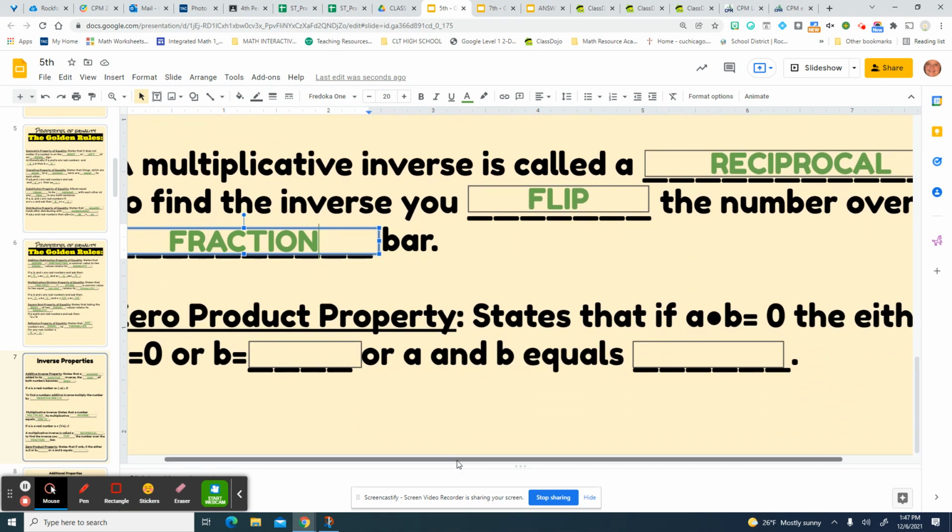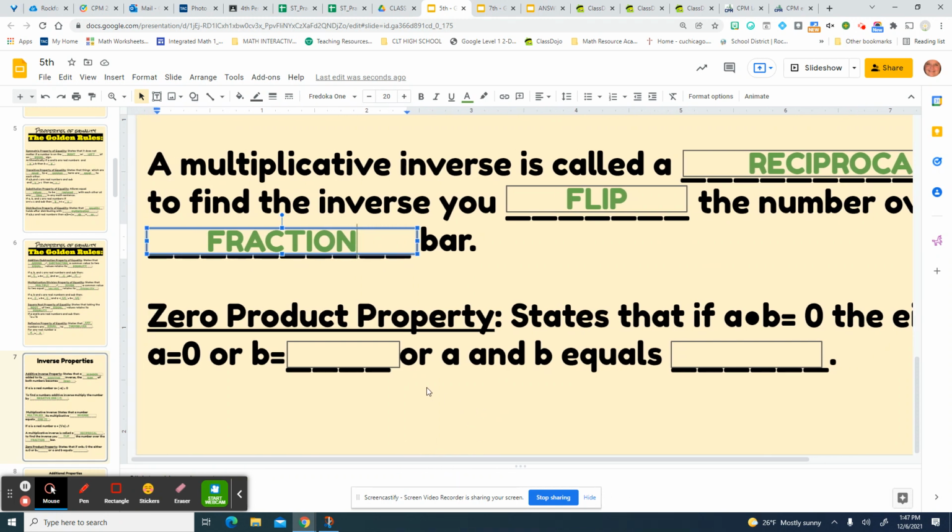And the last one on this side is called the zero product property. We call it the ZPP. And it states that if A times B equals 0, then either A or B must be 0, or A and B both equal 0.